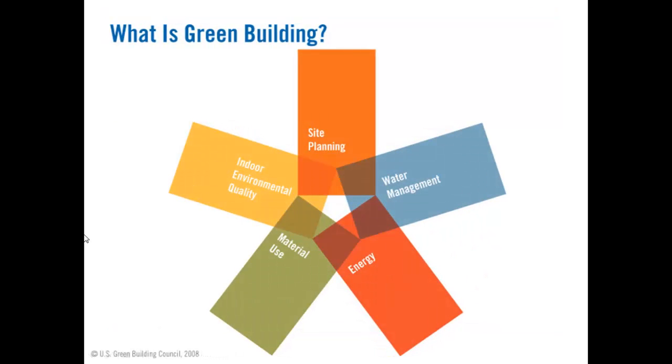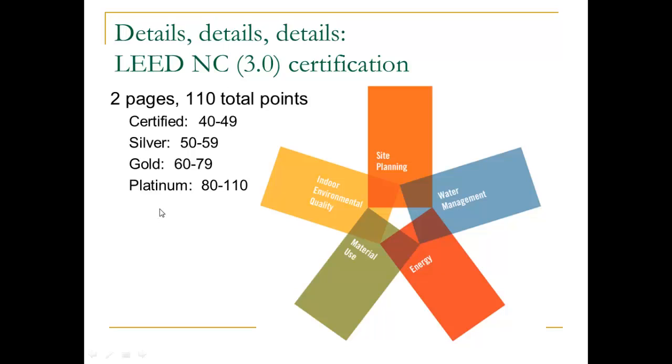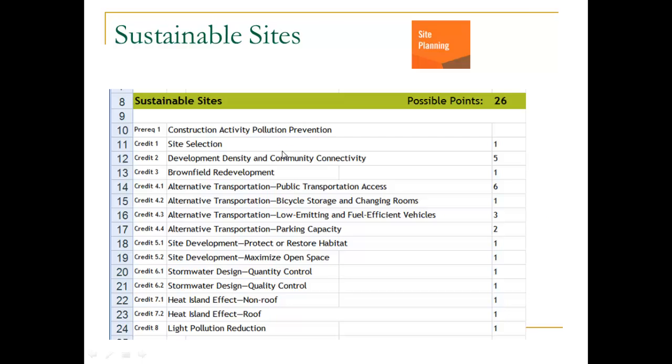Green building, 5 areas. And where this works: site planning, water management, energy, material use, indoor environmental quality. To be certified in LEED, 40 to 49 points will get you certified. If you want to be silver, it's 50 to 59, gold is 60 to 79, and in platinum you'd be 80 to 110 points to be platinum certified. Pretty hard to get, especially up in this area.